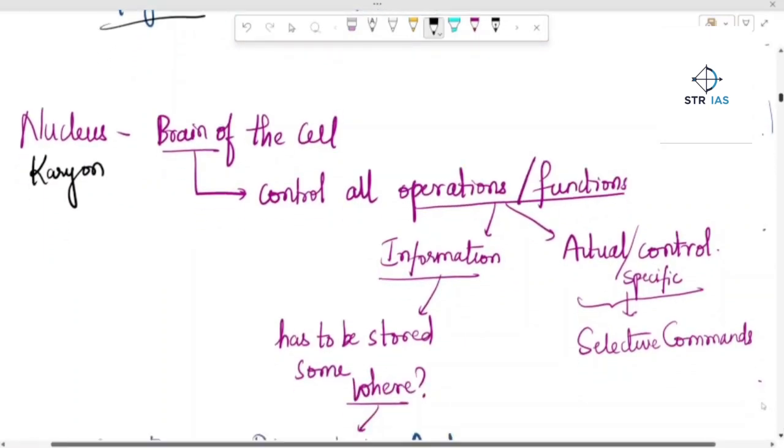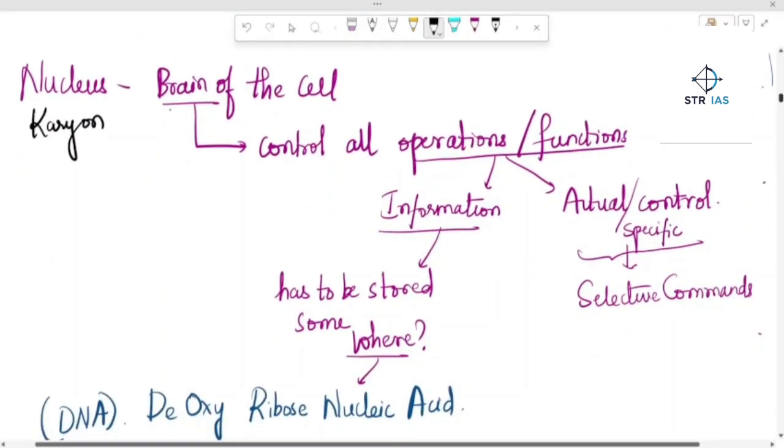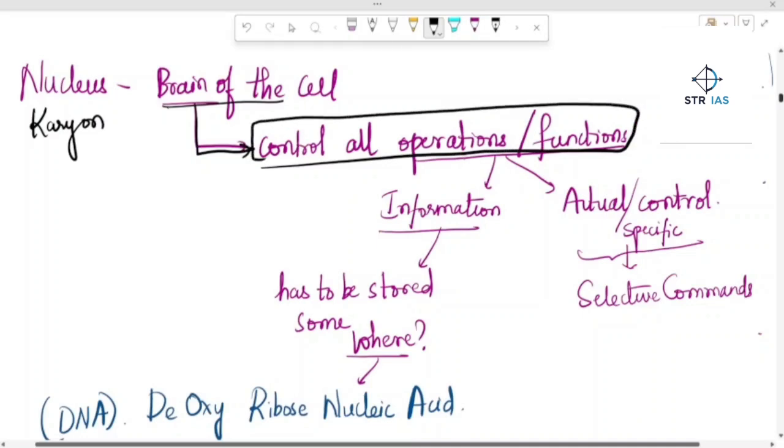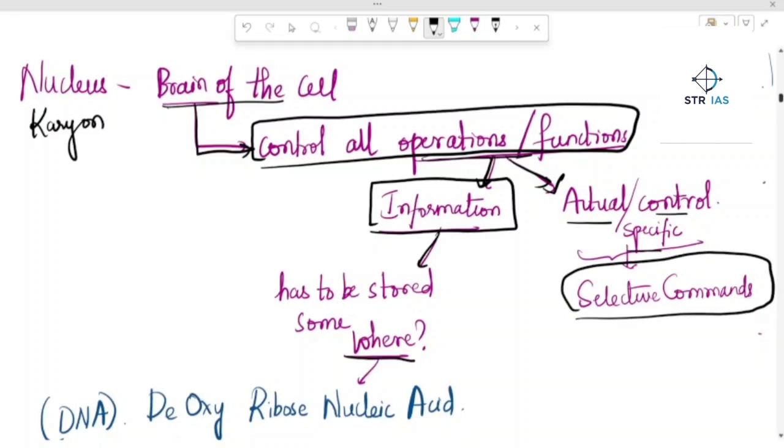So this nucleus is called the brain of the cell. Why is it called the brain of the cell? Because it controls all the operations or functions of the cell. To control those operations, it has 2 components. One is information, which is stored in the genetic material called DNA or RNA. The other is the actual or specific commands, so selective commands will be given at certain times.